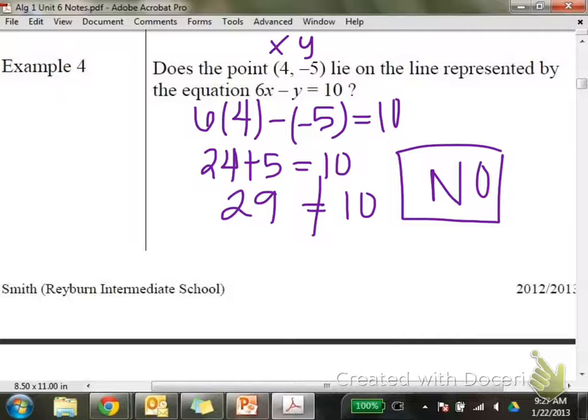Okay? That is 6.1. So in 6.1, we were graphing using a chart. You plug in x and solve. And we also determined if a point was on the line or if it was a solution. It means the same thing. So you plug in x and y, look for a true statement. All right?